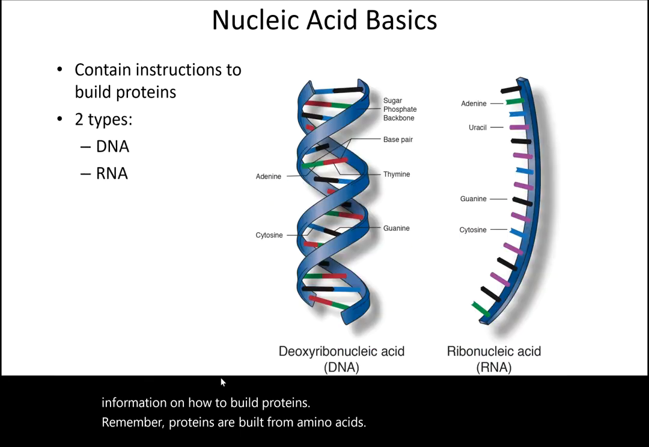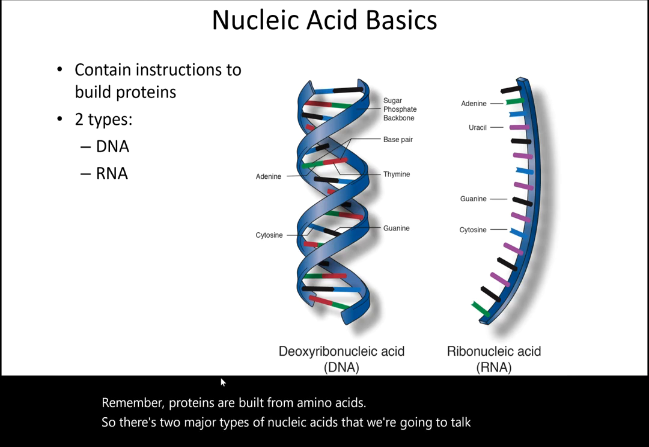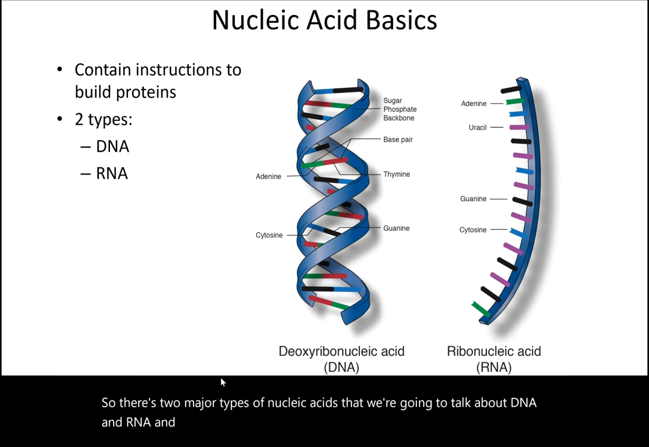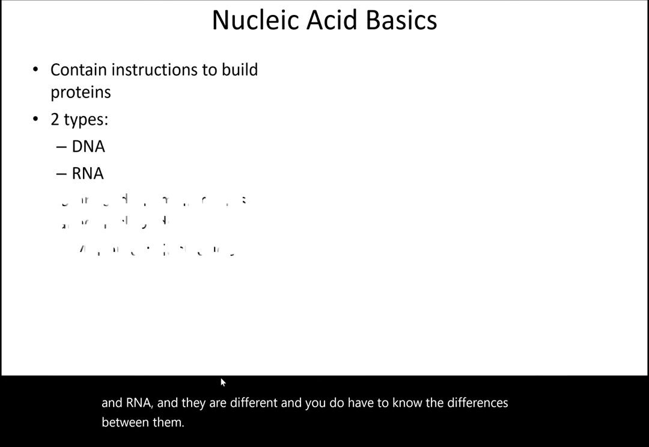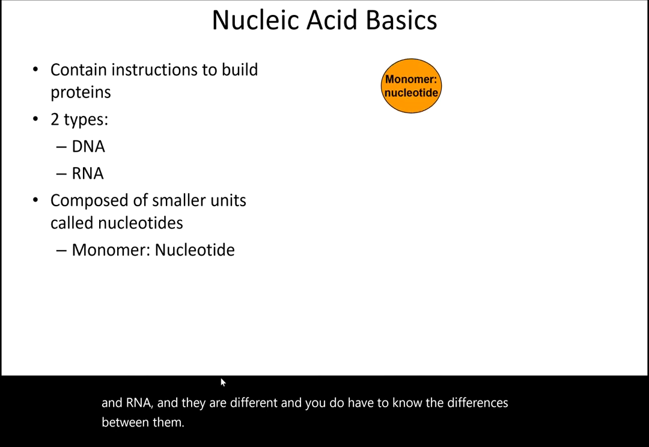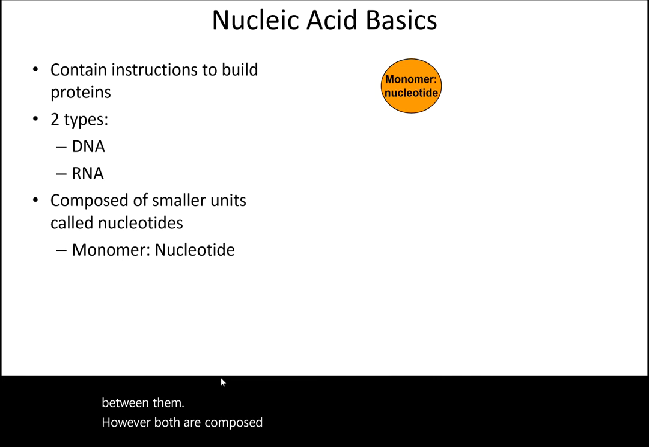So there's two major types of nucleic acids that we're going to talk about, DNA and RNA. And they are different, and you do have to know the differences between them. However, both are composed of smaller units called nucleotides.